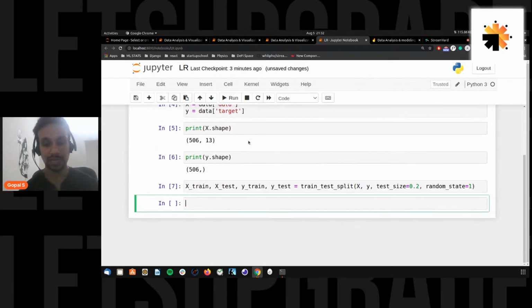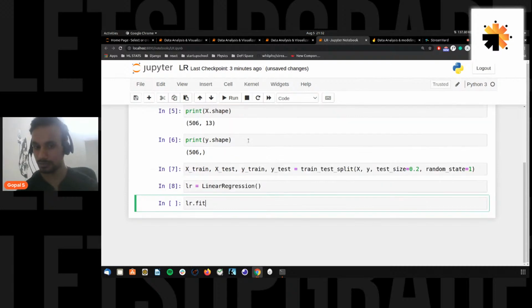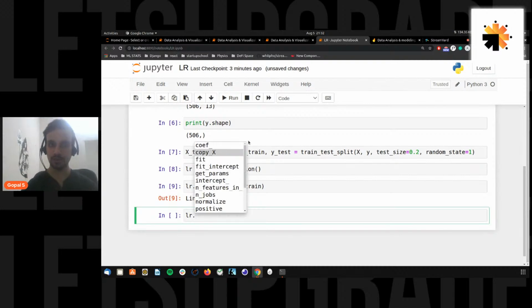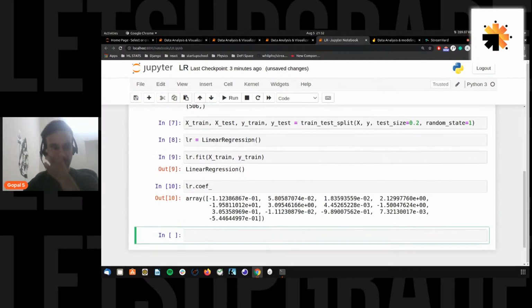Okay, so let's now call our simple linear regression model. I'm just going to call it LinearRegression. lr.fit X train and y train. Now we have fitted the data. What I talked about has to be the coefficient, of course. So we have the coefficient here. You can see the coefficient value is this.